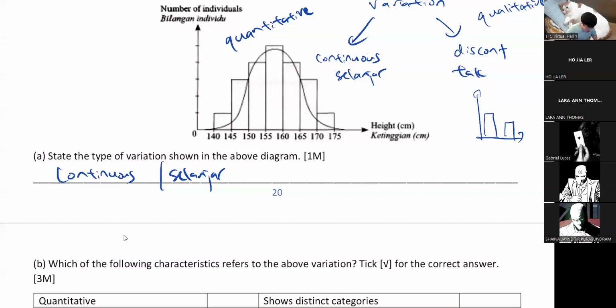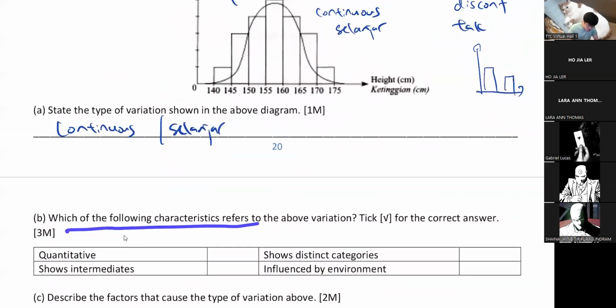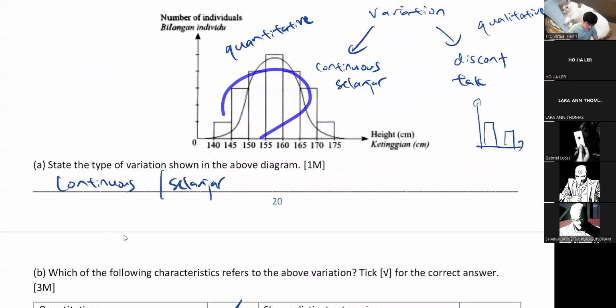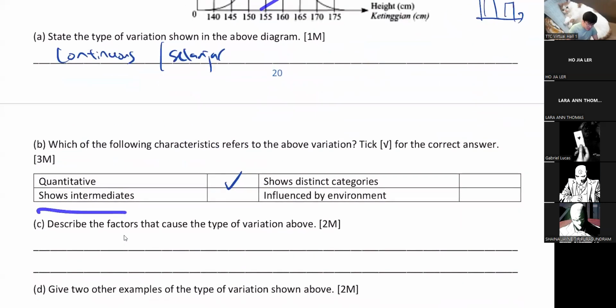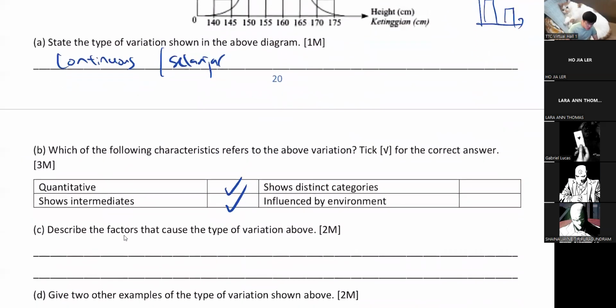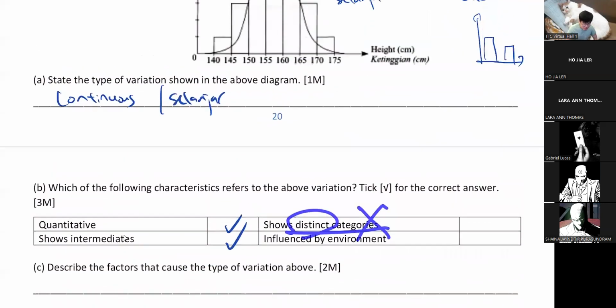All right, so B, which of the following characteristics refers to the above variation? So which one is like this? So number 1, like I said, is quantitative for sure, because it's quantity. And then show intermediates, yes, because like I said, you could be anywhere in between 140 to 175, right? So there's always someone in between. Show distinct category, no. Distinct means separated. That means like this. This is like your blood group.